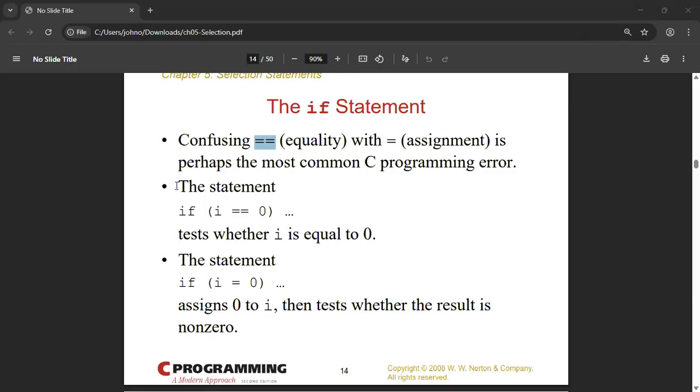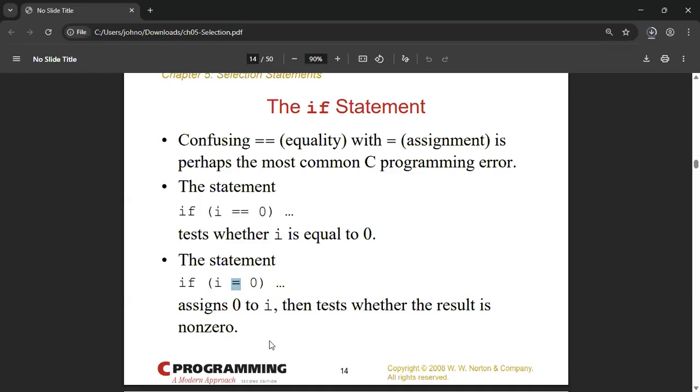Okay, so the statement if I is equal to 0 does not assign 0 to I. This is important. It's not assigning 0 to I. It is checking if the value in I is the same thing as 0. So the statement if I is equal to 0 is completely different.